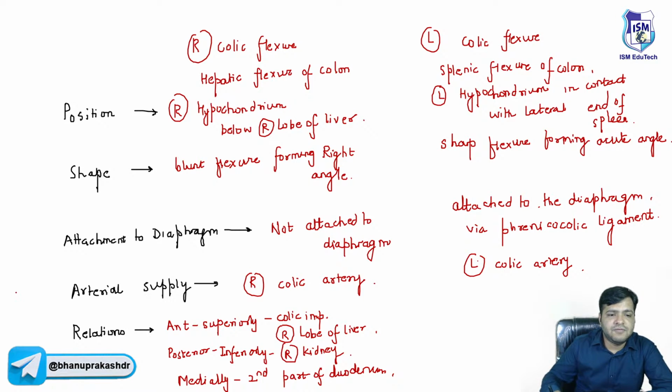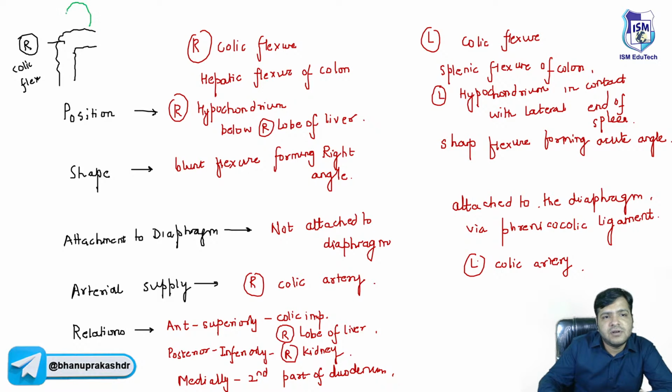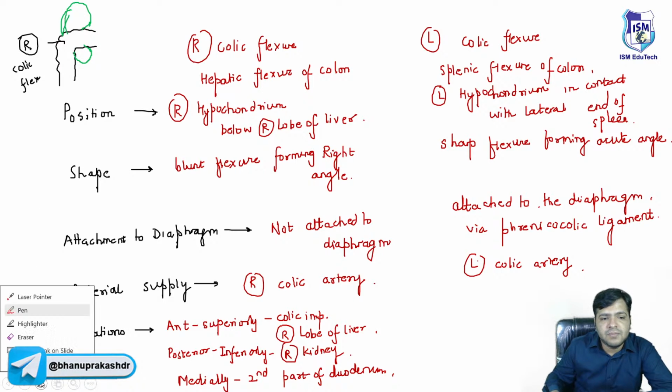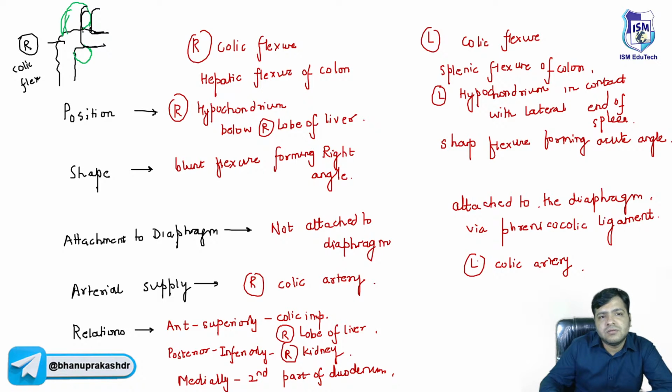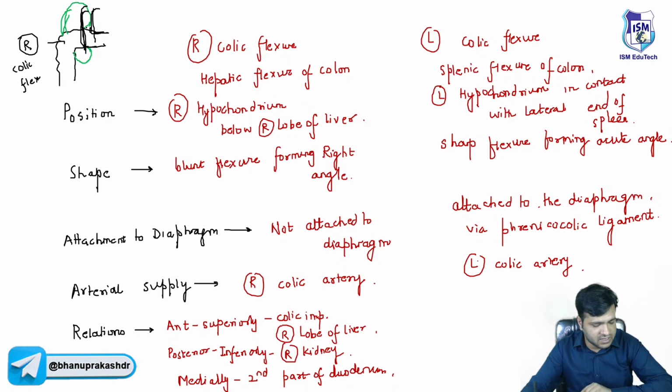If you want to remember, you can use this picture also. This is the right colic flexure. Posteriorly and inferiorly we will have the kidney, this is the right kidney. And medially, you already know we have the second part of the duodenum. So it is the second part of the duodenum that you will encounter medially.